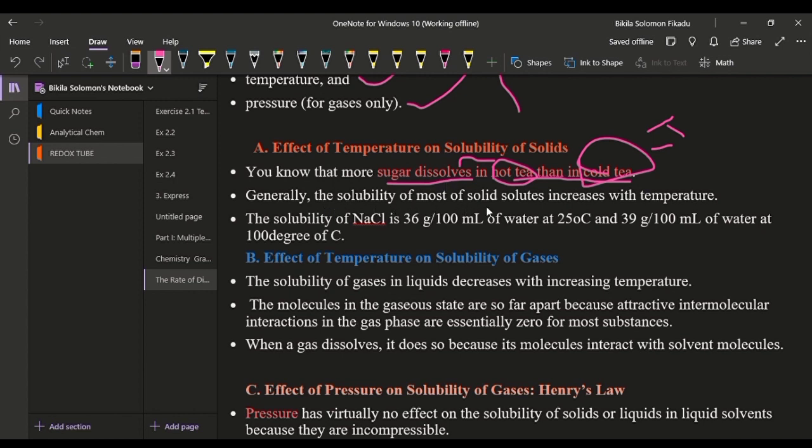Generally the solubilities of most solids increase with what?